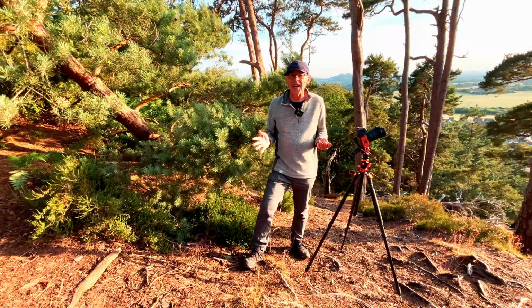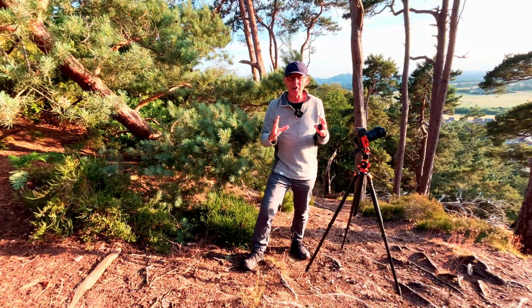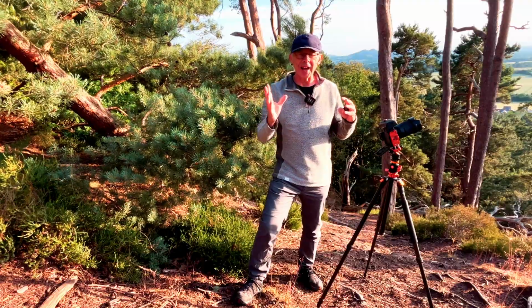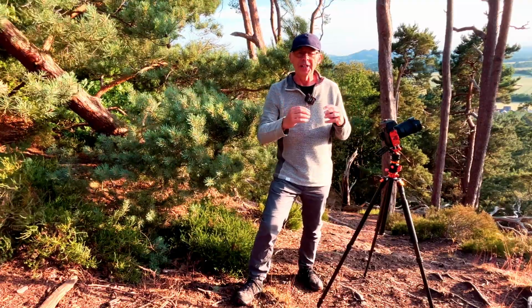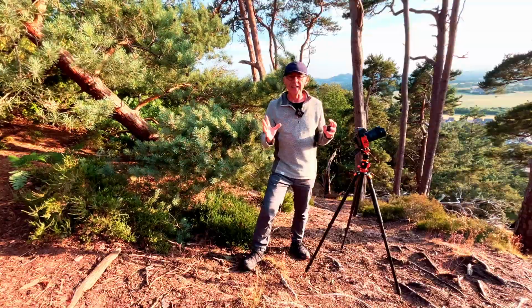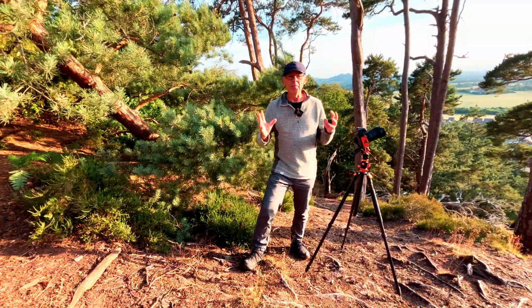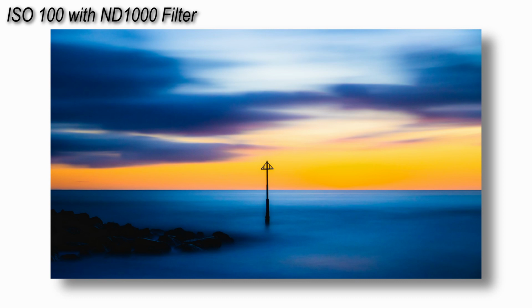And the reason you can do that is, remembering the exposure triangle, at a low ISO setting you need a slightly slower shutter speed. So this is great for capturing those long exposures. And on some occasions, as I mentioned, you may just need to put an ND filter on the front to get those really long exposures.